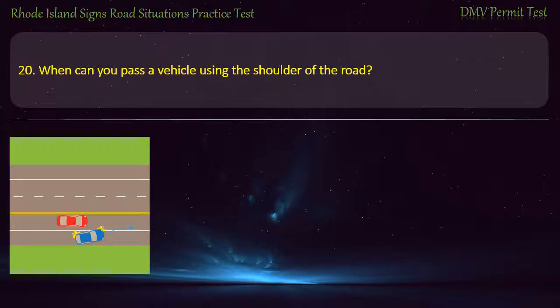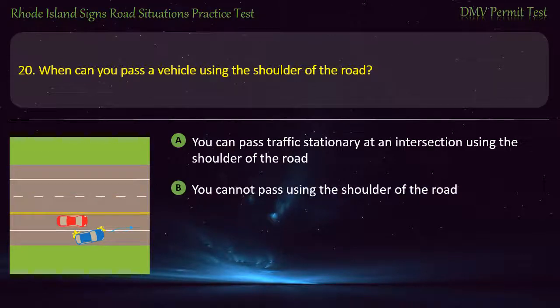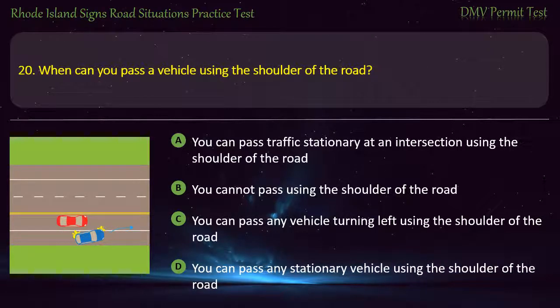Question 20. When can you pass a vehicle using the shoulder of the road? You can pass traffic stationary at an intersection using the shoulder of the road. You cannot pass using the shoulder of the road. You can pass any vehicle turning left using the shoulder of the road. You can pass any stationary vehicle using the shoulder of the road. Answer. You cannot pass using the shoulder of the road.